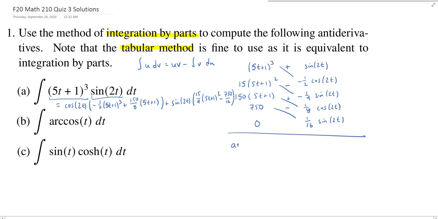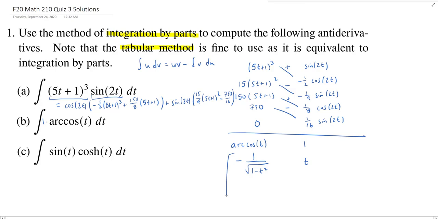Our u will be arc cosine of t, and our dv will just be 1. It's a missing 1 that you can't see there. The derivative will be negative 1 over root 1 minus t squared, and an antiderivative will be t. Now, at this point, we don't really want to differentiate this anymore. In fact, what we want to do is combine these together, because if I put this t on top, that's actually going to become a substitution problem.